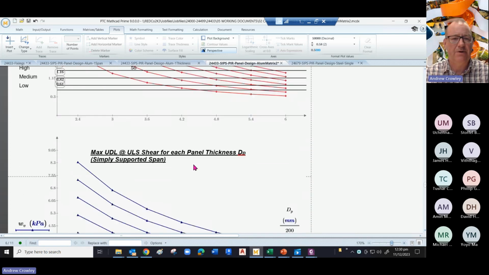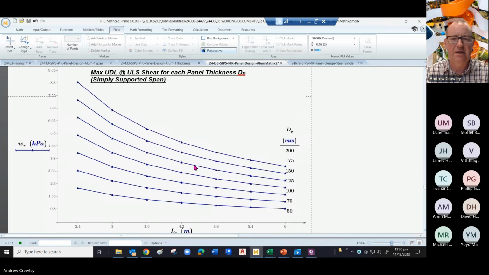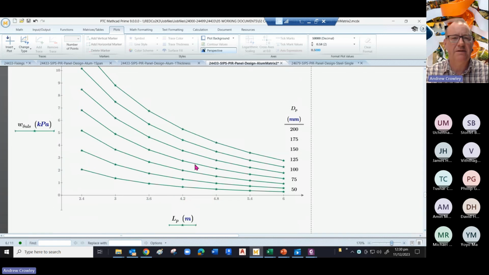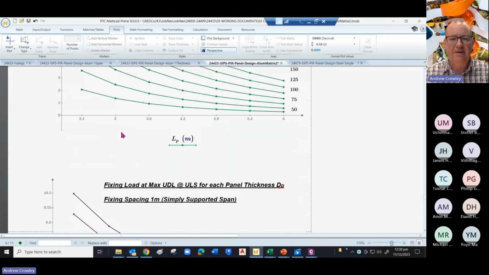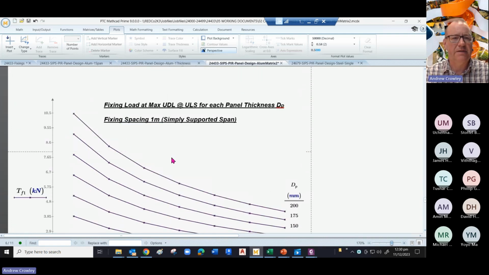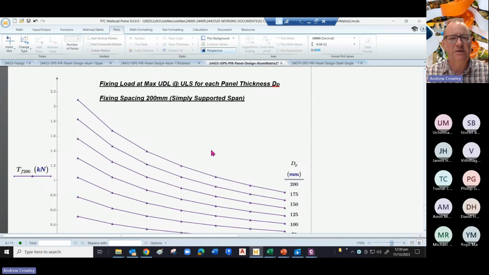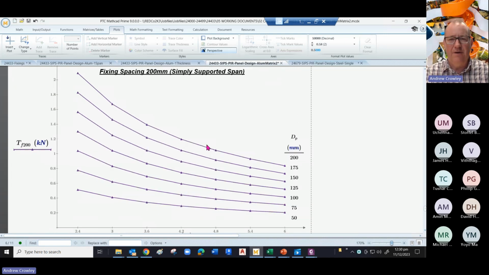We can do the same plot for shear failure, and then another plot for deflection failure. So these are the loads that would cause the panel to exceed deflection limits. And we can plot on the loadings for fixings at 1 meter spacing, fixings at 200 mil spacing, and so on. So that brings me to the end of the composite panel, but then there are other things to do.